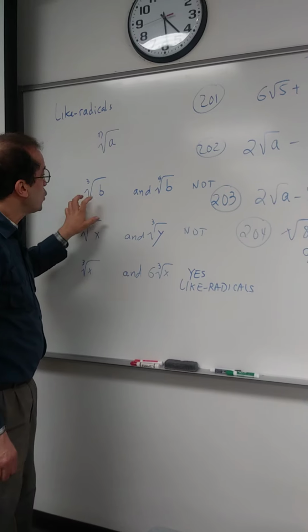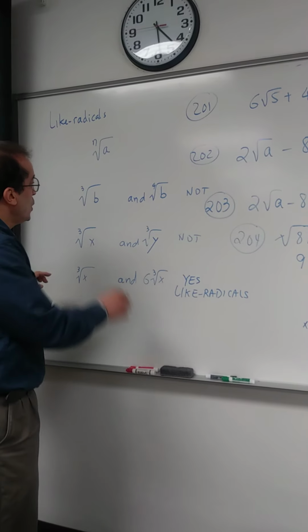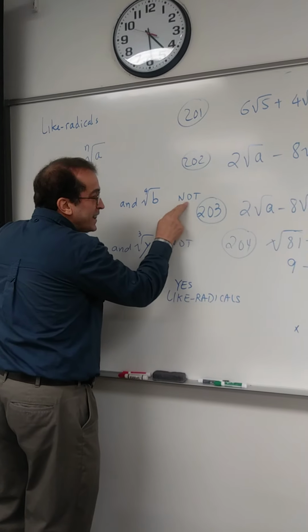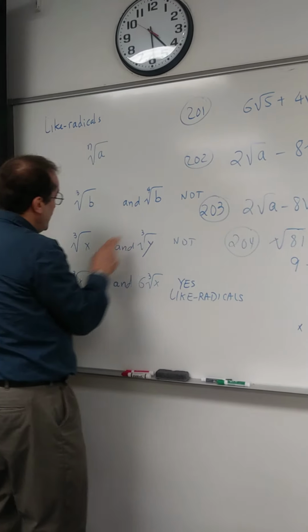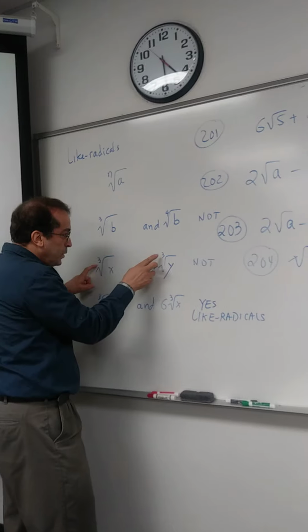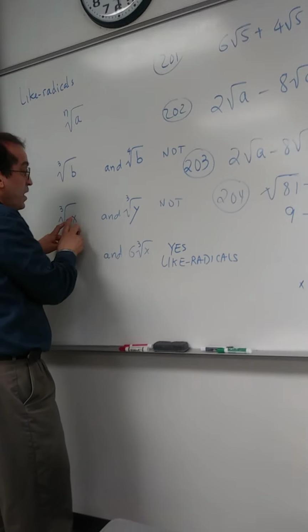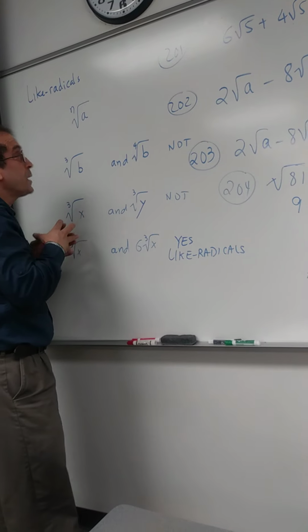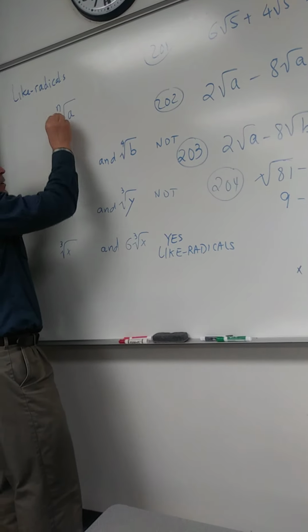In cubic root of b and fourth root of b, we have the same b, but we don't have the same root. So these are not like radicals. Here, we have the same cubic root, n is the same, but we have x and y. They are not like radicals, they are different. In order for them to be the same, they must have the same n and the same a.